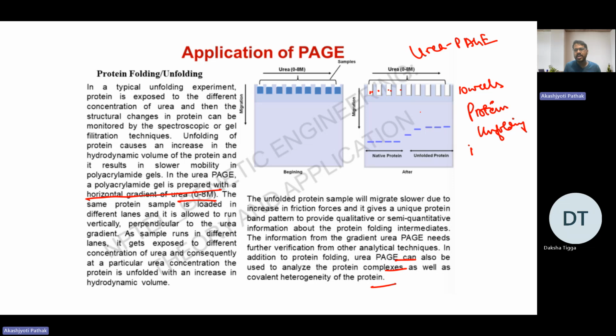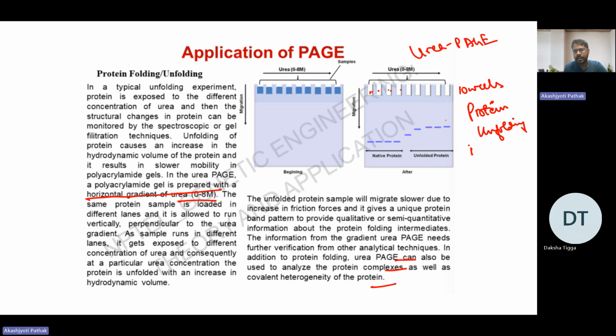So what happens? Why is your unfolded protein not able to migrate greater distances? Or why are you observing a lower migration of the unfolded protein? This is because when your protein is folded, it is spherical in shape, so it will experience less frictional force. But when your protein gets extended, it will experience more frictional force. So it will migrate less. Its migration will decrease.